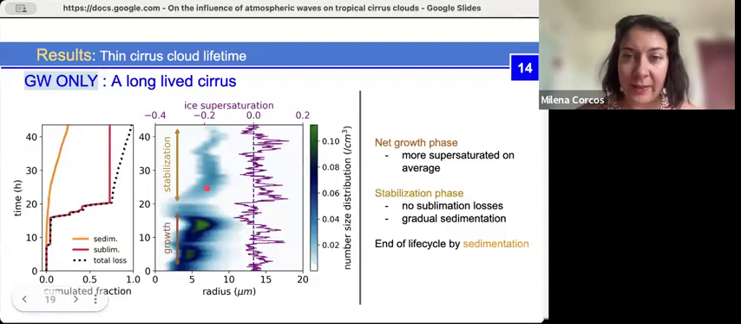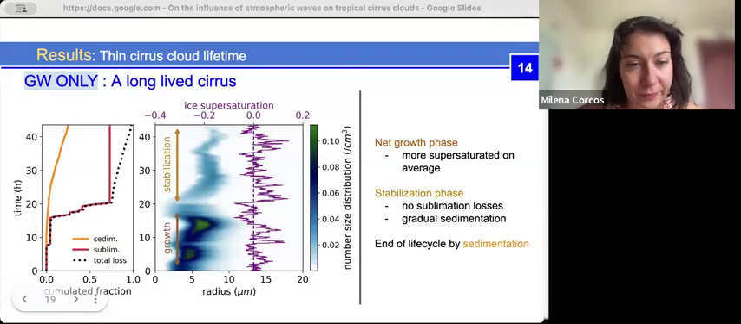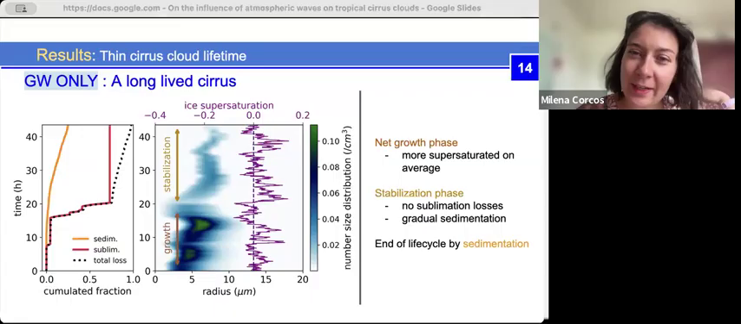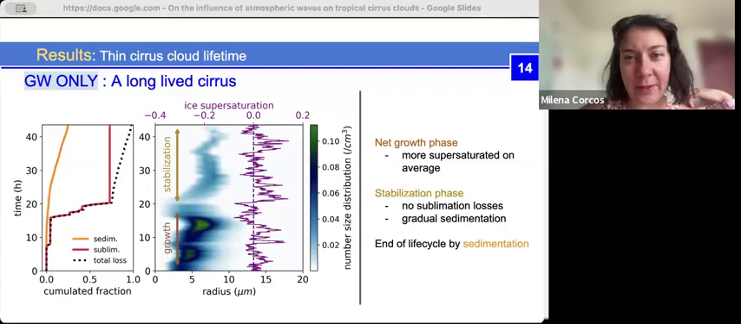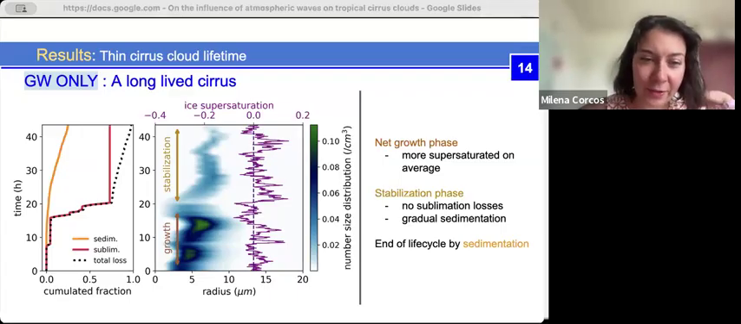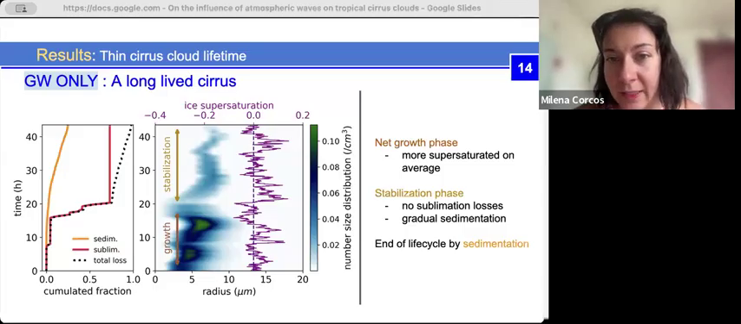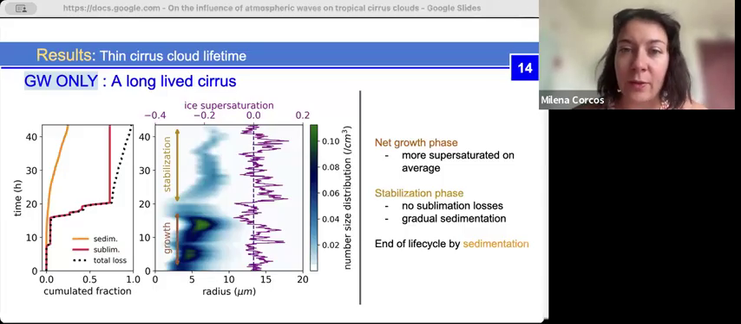And when it reaches a size big enough, basically the crystals are getting harder to be sublimated. So the cloud enters this stabilization regime where sublimation becomes much less likely. And the evolution of the cloud primarily evolves through slow sedimentation, as you can see on the left panel. So at the end, this cloud is just terminated by the sedimentation of the ice crystals.